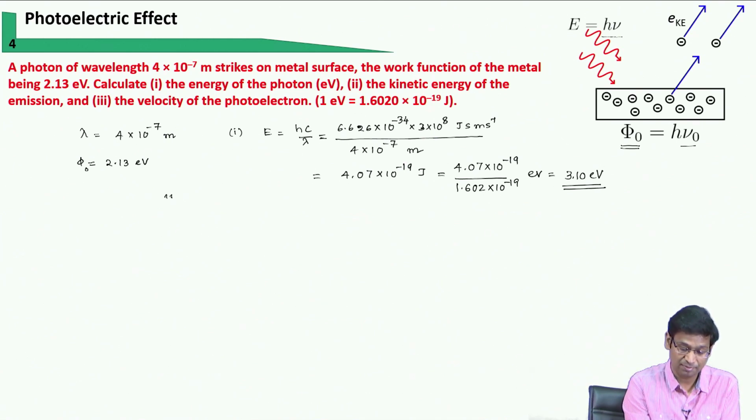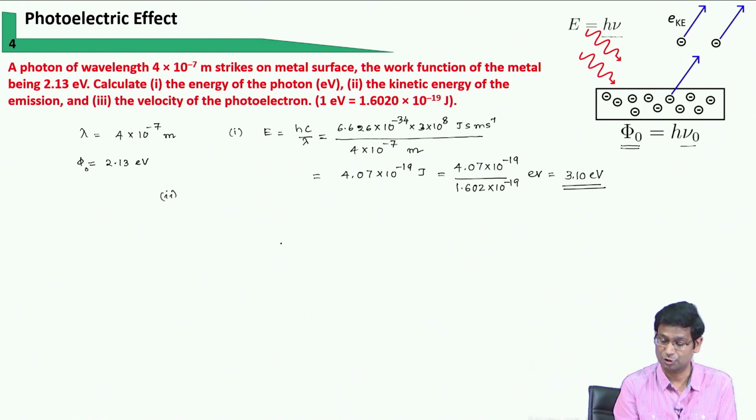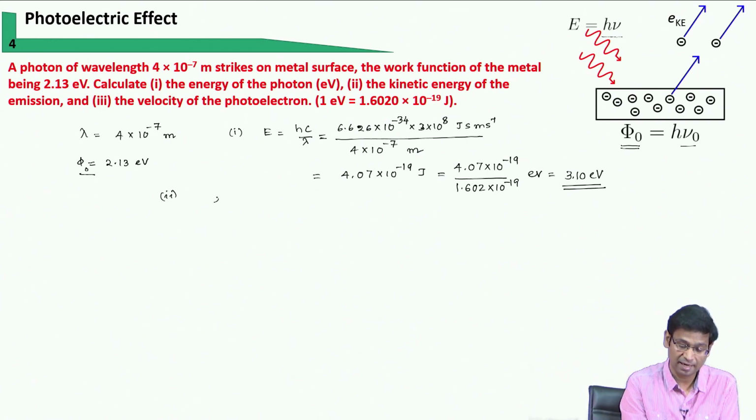Now, looking at the second bit, it is asking what is the kinetic energy of the emission. So, this much light energy we are giving through the light, the work function phi 0 is given here, and the remaining energy will be converted to the kinetic energy of the electron. So, the kinetic energy of the electron is E minus phi 0, which is 0.97 electron volt, because phi 0 is 2.13 and this is 3.10 electron volt.